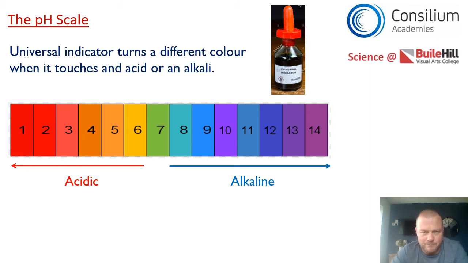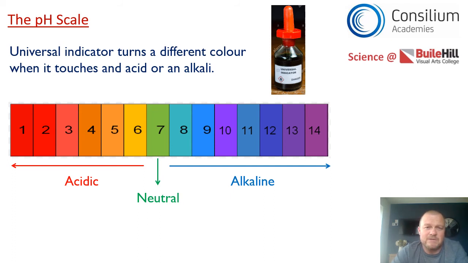So what about number 7? Green in colour. Well, number 7 would indicate a substance that is neutral. So the best substance to talk about there would be water. If you added universal indicator to water, it would stay green in colour, indicating that water isn't an acid and it isn't an alkali.